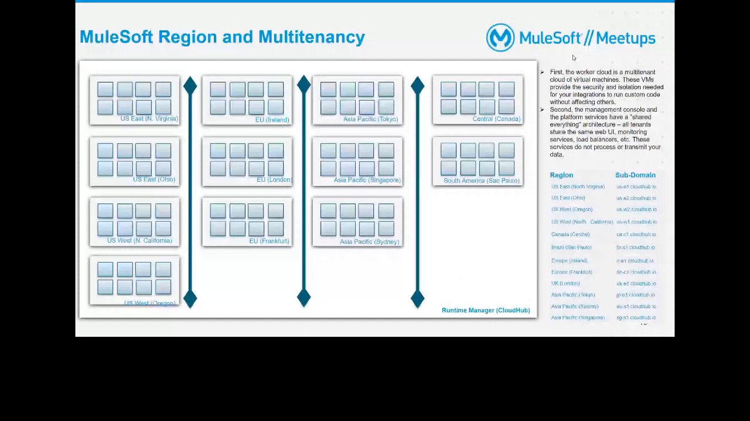Now I will talk about MuleSoft regions and multi-tenancy. Currently, you can deploy the application in 12 different regions. In the US we have 4 regions: North Virginia, US East Ohio, US West North California, and West Oregon. In Europe we have 3 regions: Ireland, London, and Frankfurt. In Asia Pacific we have Tokyo, Singapore, and Sydney. We also have 2 other regions: Canada, and South America, in Sao Paulo, Brazil. Okay, so now I will come to what multi-tenancy is.